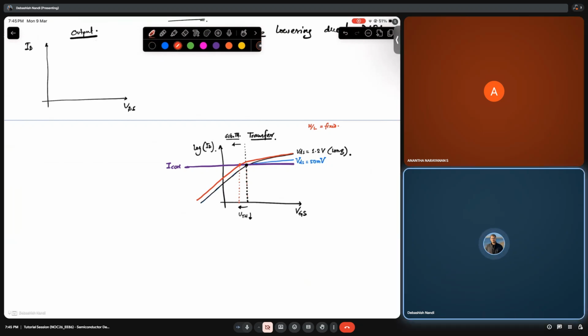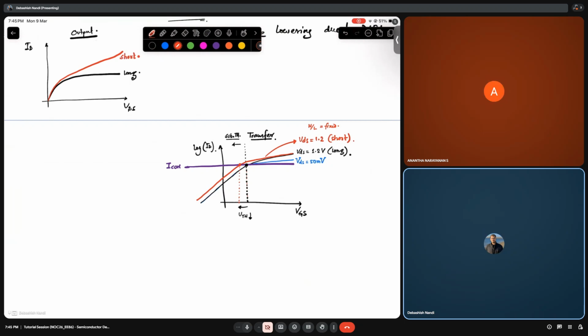So this red plot is for the short channel device. Fine. Now what about output characteristics? Let's say this is your long channel case. Your short channel case will be something like this, right?